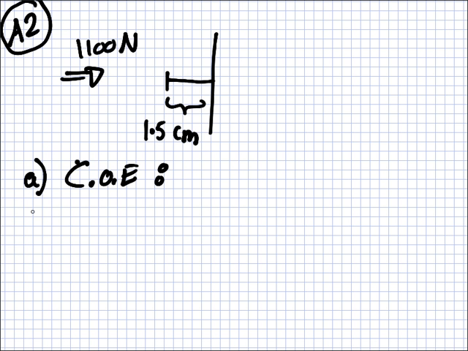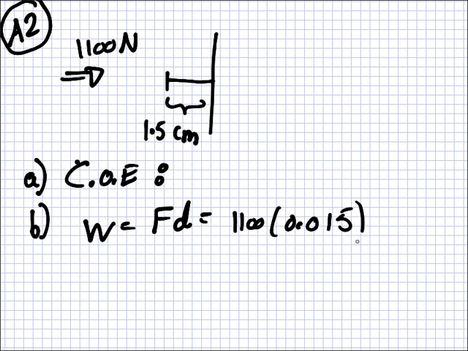What's the next part? B, is it? We determine the work done by the hammer during one strike. Well that's just force by distance, which is 1100 times 0.015. And what do we get there? 16.5 joules. Is it? Yeah, okay, and C?